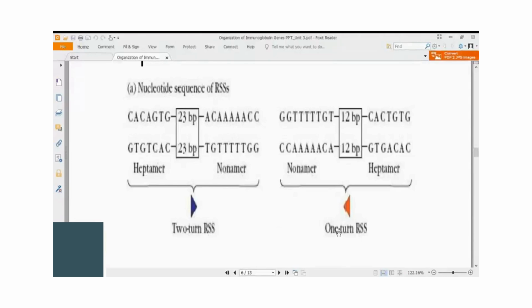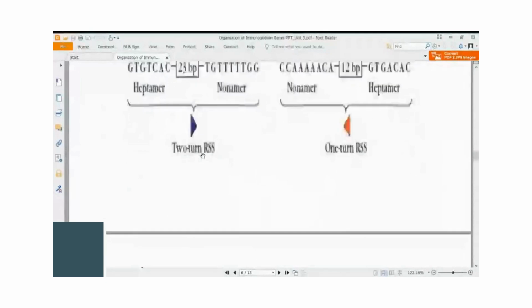One turn means there are hardly about 10 to 12 nitrogenous bases. It need not be exactly 10. One turn refers to 10 to 12 nitrogenous bases, that is base pairs. Similarly, two turn is supposed to be 20 nitrogenous bases. It could be 20, 23 nitrogenous bases. Okay, and they are involved in that recombination.